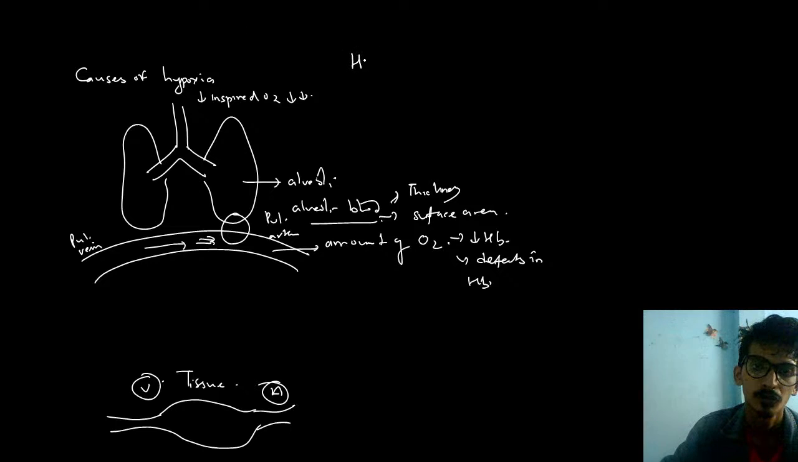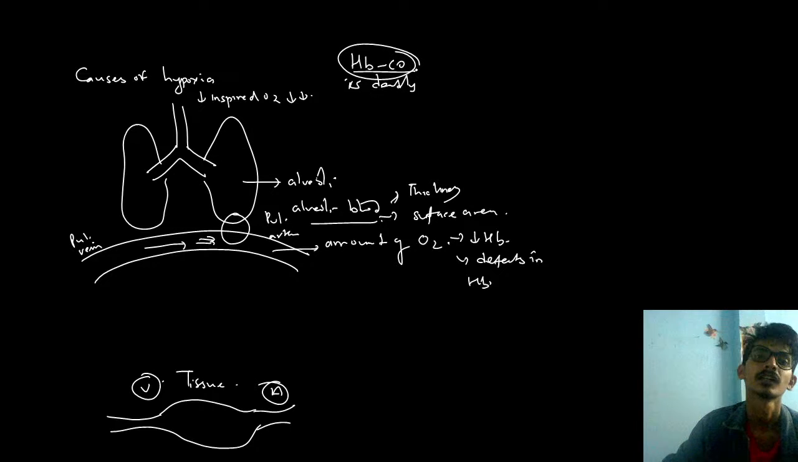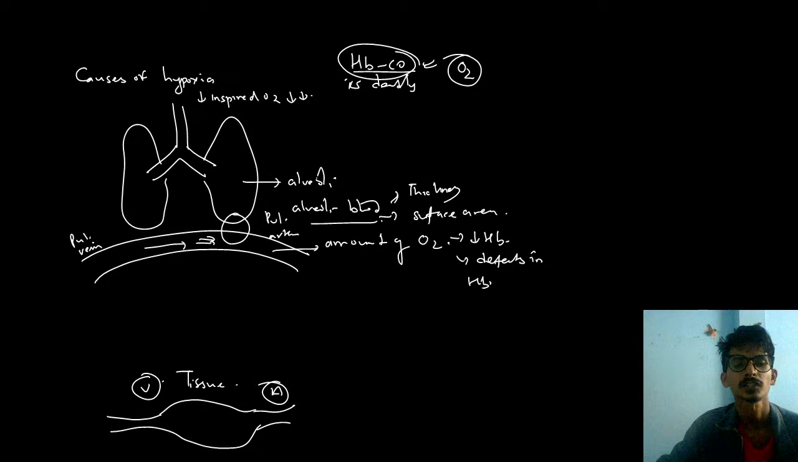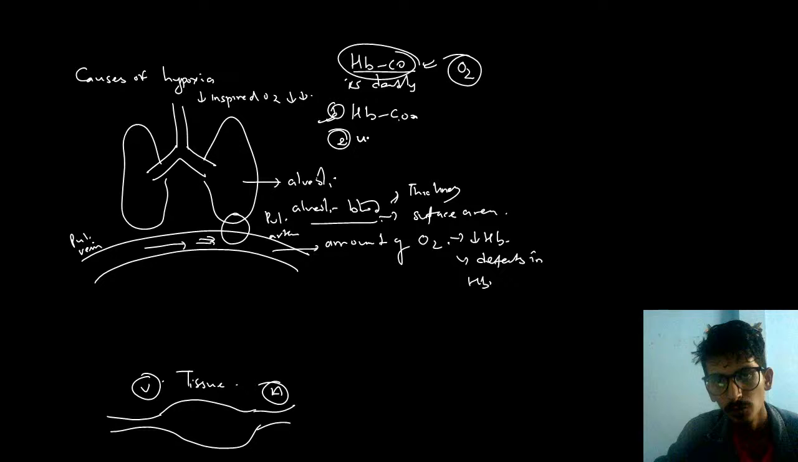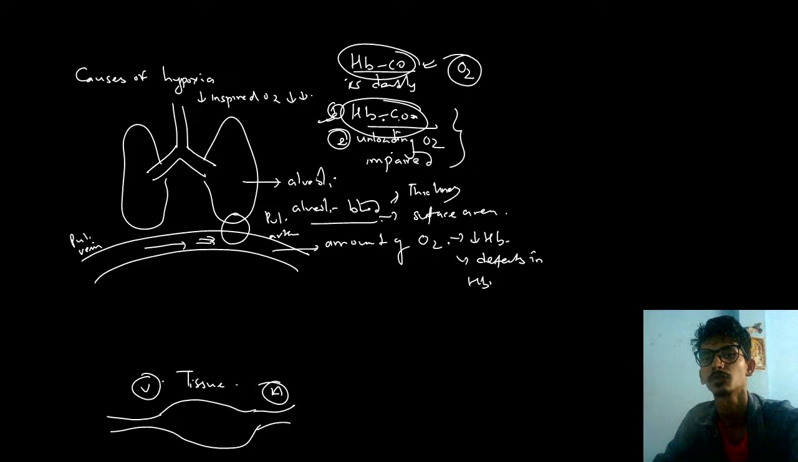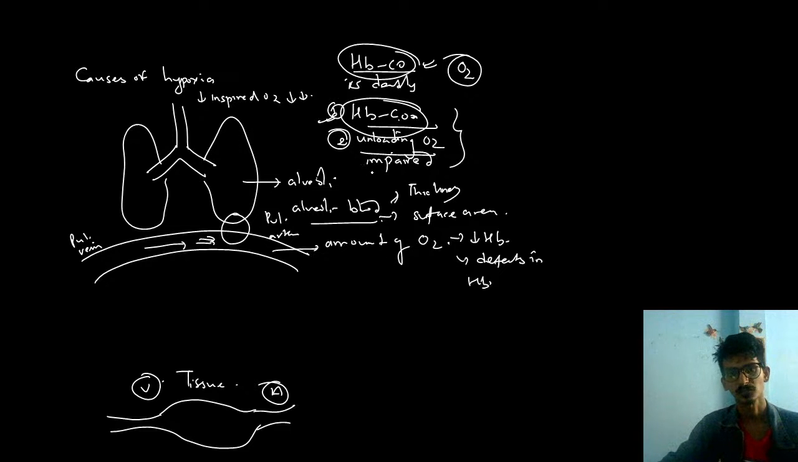I also want to mention that hemoglobin and carbon monoxide is a deadly combination, because hemoglobin loves to bind with carbon monoxide more than oxygen. So if there is carbon monoxide in the blood, the hemoglobin will bind to the carbon monoxide. Second, when the hemoglobin is bound to carbon monoxide, the unloading of oxygen is further impaired. So it does damage in two steps: first it binds with the hemoglobin, and second it hinders the unloading of oxygen to the tissues, and this leads to more hypoxia.